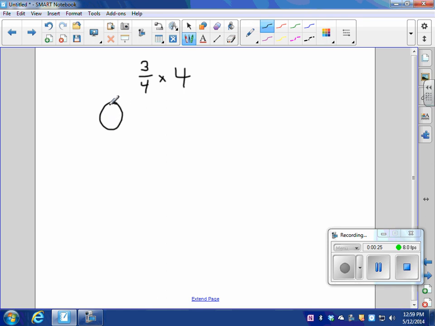So I could draw 3/4. So 1, 2, 3, 4. And I could shade in 3/4. So 1, 2, 3, 4, 5, 6, 7, 8, 9, 10, 11, 12. So I would have 12/4 shaded in.